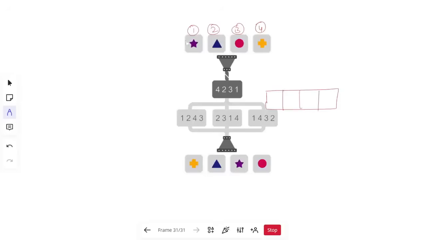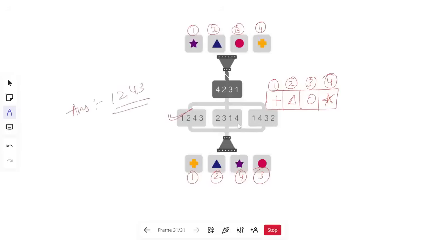So see, 4 2 3 1. 4 is plus, 2 is triangle, 3 is circle, and 1 is star. Now this is our new pattern. Based on this, we have to see which code is being followed to give the particular output. Let me give the new markings to this, 1 2 3 4, and then check. 1 is in its own place, 2 is also here, then 4 is there, and then 3 is there. So let's see if we have this code, 1 2 4 3. Yes, the first one is the correct answer. In this way, 1 2 4 3 will be the correct answer for this one.